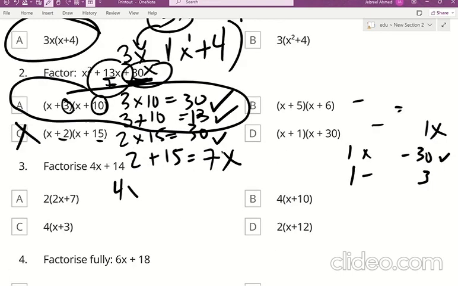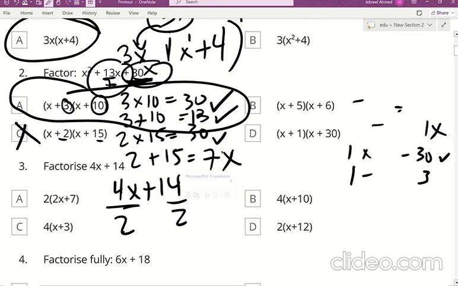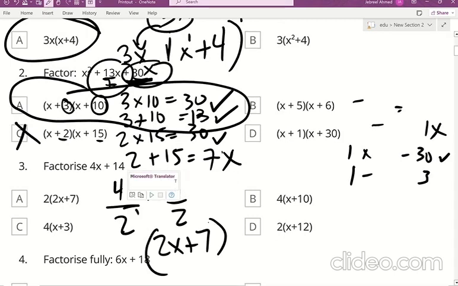4x plus 14, I want to factorize it. I know I could divide 4 and 14 by 2. So 4 divided by 2 is 2. I bring down the x. 14 divided by 2 is 7. I put this in brackets and I put the factor before it.